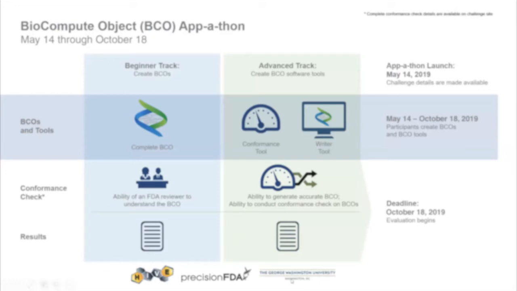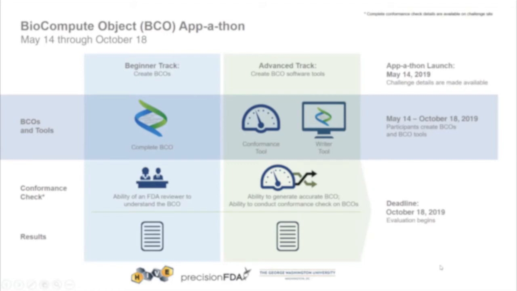As I said, you can go to the BioCompute App-a-thon, which is the BCO challenge on Precision FDA. There are two tracks here, a beginner track and an advanced track. If you are a little more on the technical side, the advanced track is to submit a conformance tool and a writer tool. The conformance tool will check any BCO against the specification, and the writer tool is something that will have the ability.